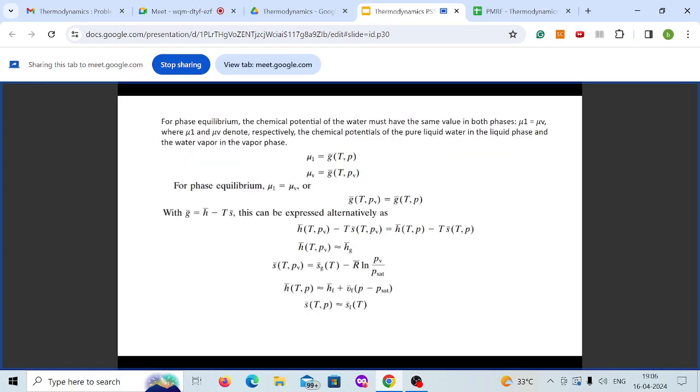So we'll see how to solve this. For phase equilibrium to exist, the chemical potential should be equal. As I told at the start of the lecture, the chemical potential of each of the components will be equal for phase equilibrium to exist. So the chemical potential of water will be equal to the chemical potential of the water vapor. The component chemical potential is equal in both phases, where mu l is the chemical potential in liquid and mu v is the chemical potential as a vapor.